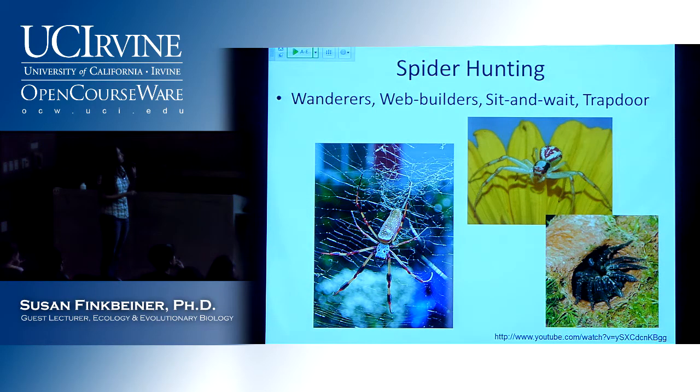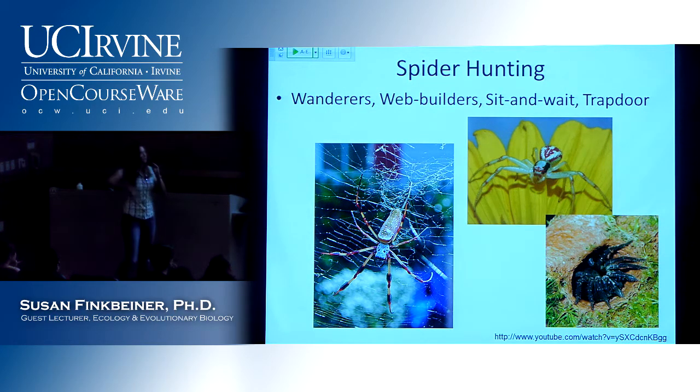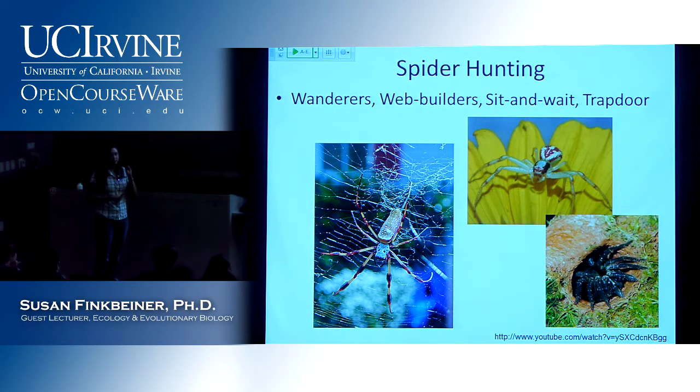We have web builders. So for example, this is a golden orb weaver spider. They make webs that are about like this big, and they're going to line their webs with sticky silk and use that to capture their prey.